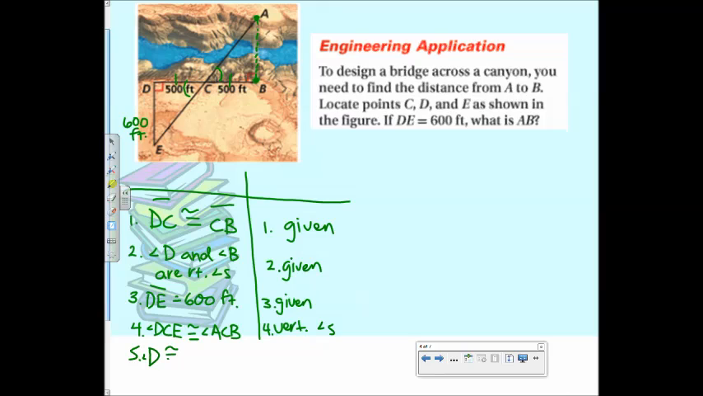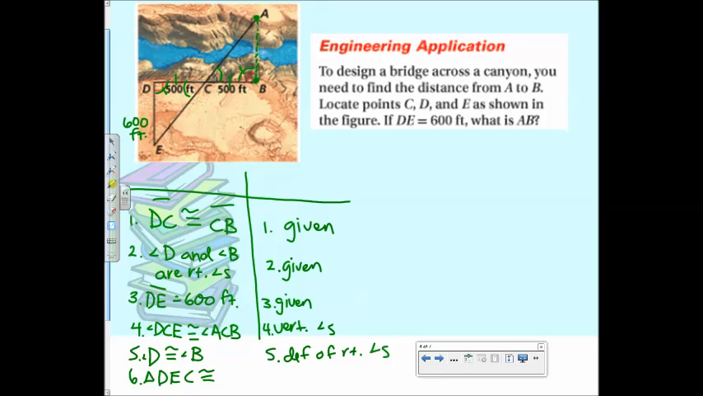Why? Definition of right angles. They're both right angles, so they both must be 90 degrees. All right, so now I know that these two angles are congruent. So do I have enough to prove the triangles are congruent now? Yes, using what property? ASA. Very good. So I can say that triangle DEC is congruent to triangle ABC.